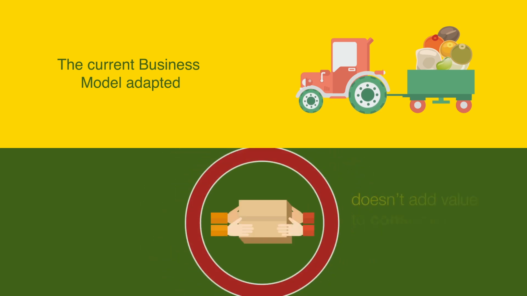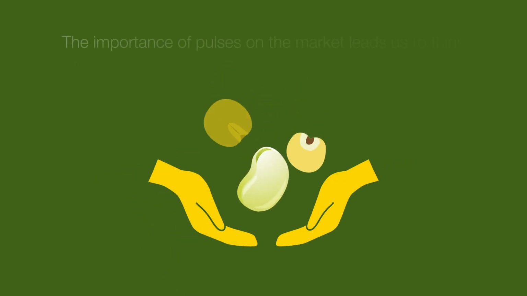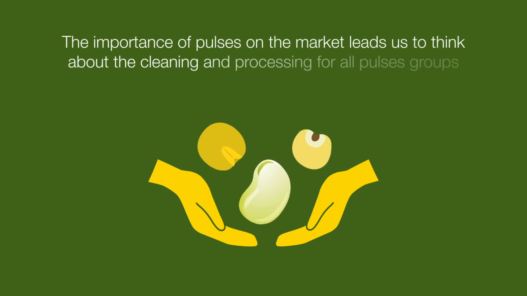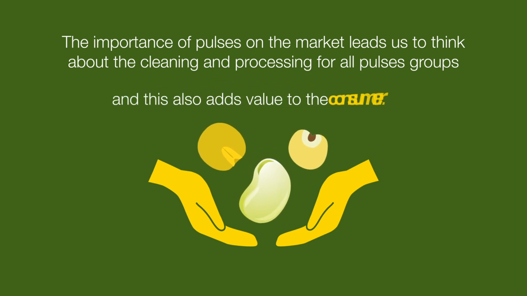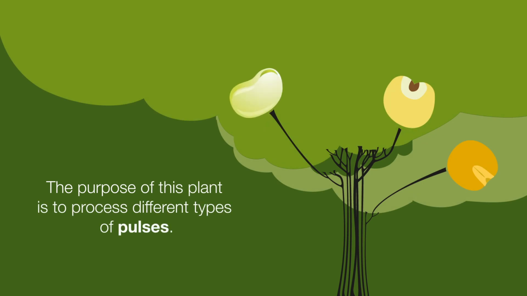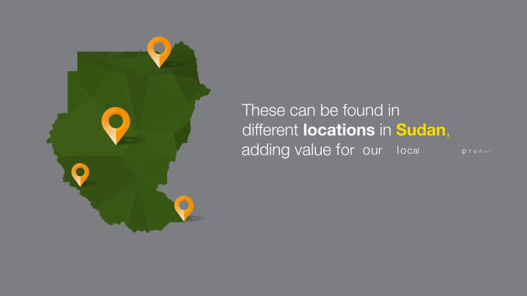The current business model adapted doesn't add value to consumers and retailers. The importance of pulses on the market leads us to think about the cleaning and processing for all pulses groups, and this also adds value to the consumer. The purpose of this plant is to process different types of pulses. These can be found in different locations in Sudan, adding value for our local products.